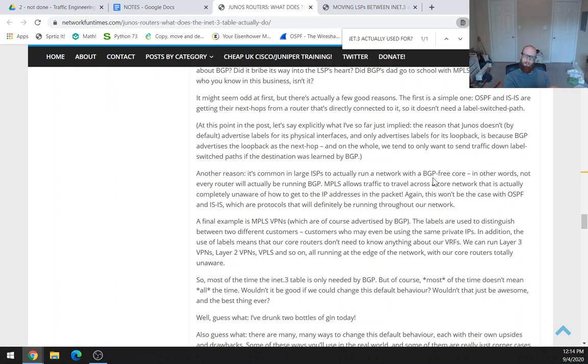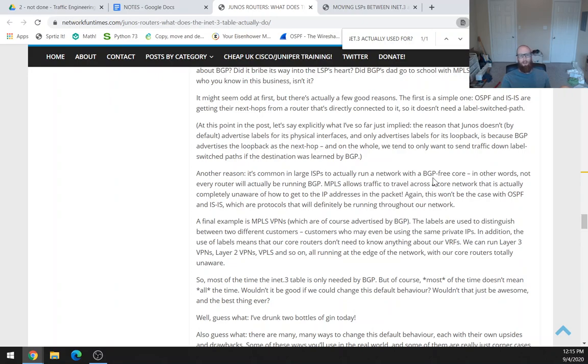Another reason is that it's common in large ISPs to actually run a network with a BGP-free core. In other words, not every router will actually be running BGP. MPLS allows traffic to travel across a core network that is actually completely unaware of how to get to the IP address in the packet. Again, this won't be the case with OSPF and ISIS, which are protocols that will definitely be running throughout our network.